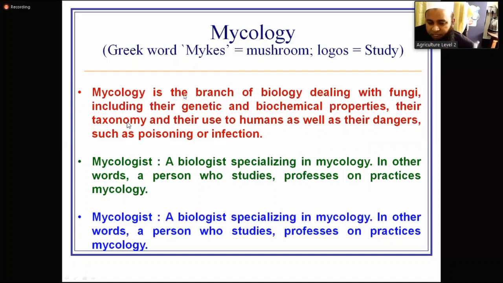So mycology is the branch of biology, a part of biology, where we deal with fungi, including their genetic and biochemical properties, their taxonomy, and their use to human, as well as their danger, such as poisoning or infection. Sometimes we use fungi for our benefit. So it is clear that some fungi cause harm to human. They cause poisoning, they cause disease, even they cause disease for plants, and some fungi are beneficial to human beings. We'll discuss this later on.